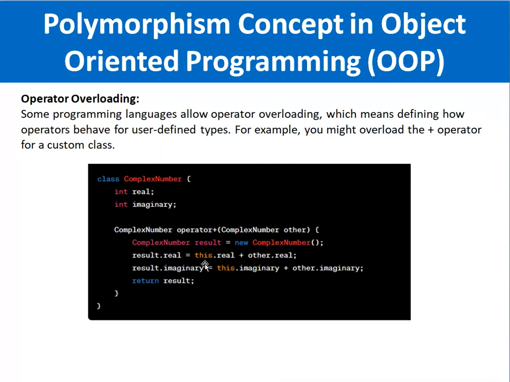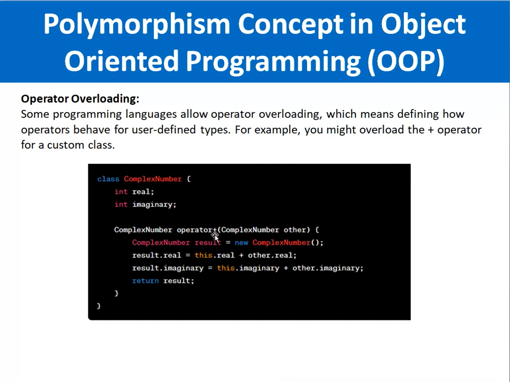Then result.real = this.real + other.real, result.imaginary = this.imaginary + other.imaginary, and then it will return the result. Here, basically, we have redefined the concept or implementation of the plus operator.